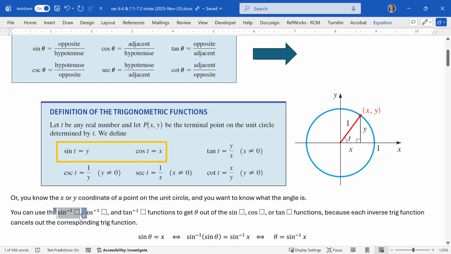So it's an inverse in the sense that you're reversing input and output. So you're going to put in here the output from the sine function, and this is going to tell you what the input to the sine function was. In other words, the angle.